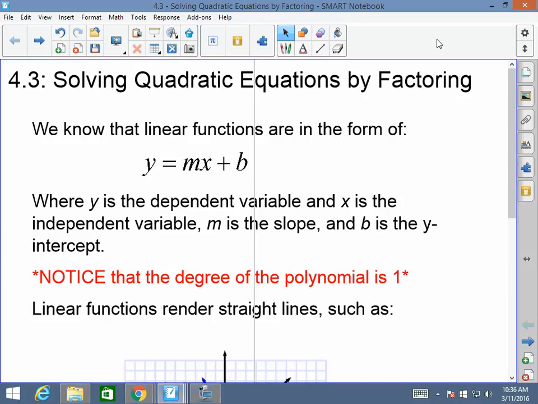We know that linear functions are in the form of y equals mx plus b, where m is the slope and b is the y-intercept. That's the y value on the y-axis when x is 0. The y is dependent, the x is independent, m is the slope, and b is the y-intercept. Notice that the degree of this polynomial is 1. There's an invisible 1 being raised on that x right there. That's why it's called linear.